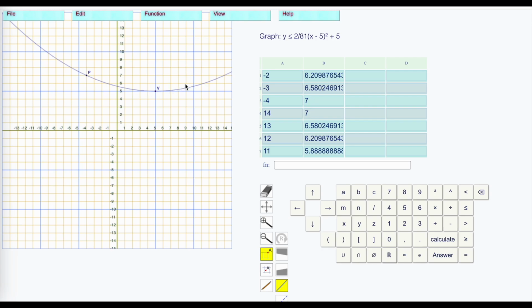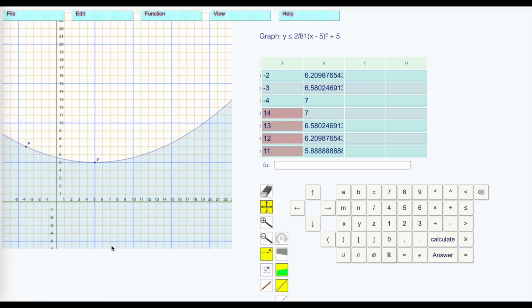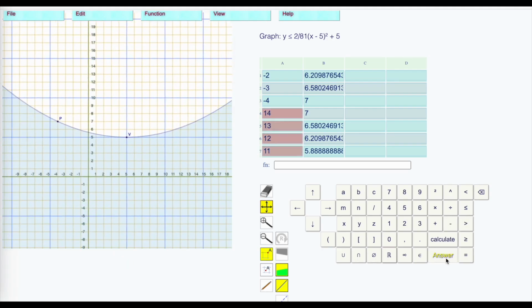This is the graph so far. It's less than or equal to. Because it's equal to, it's a solid line. Then it's less than, so we're going to be shading below. Shade everything below the parabola, and it looks like this. That is what it looks like. And then we press answer to see if we're right.